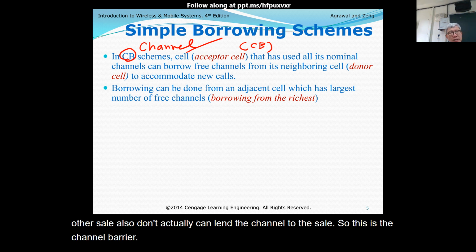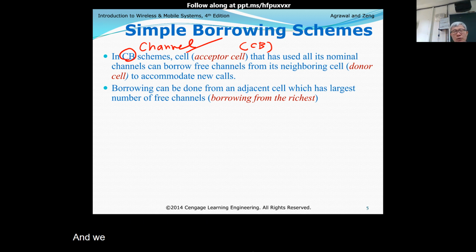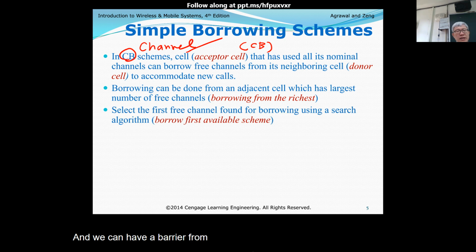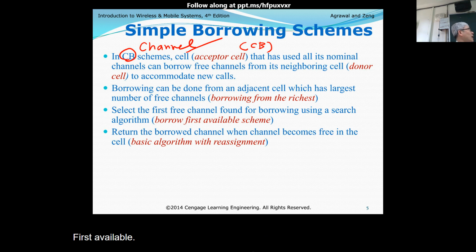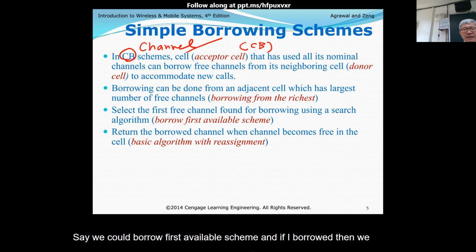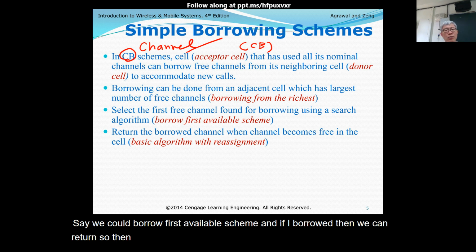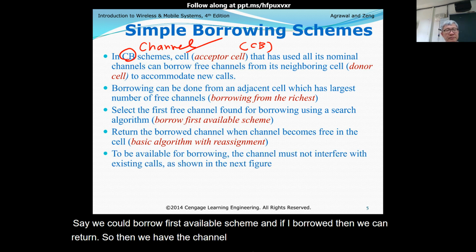And we can have borrowing from the richest, and we can borrow from the first available cell, which we call the borrow first available scheme. And in fact, we borrow, then we can return. So then we have channel borrowing with reassignment.